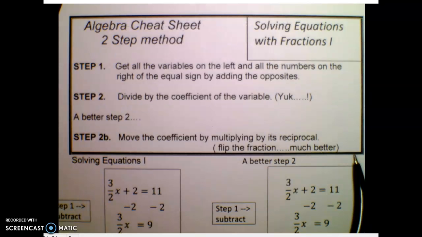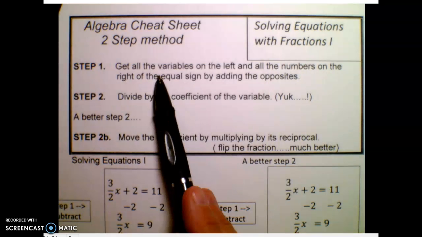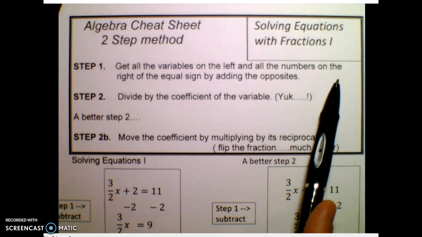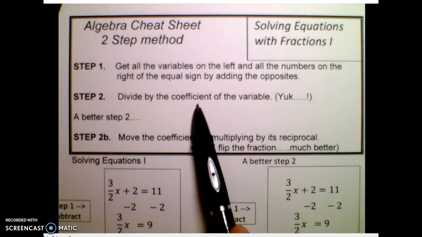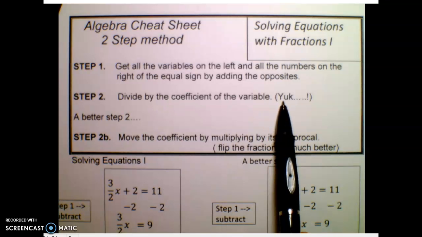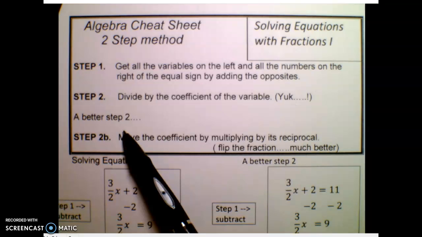Okay, so now we're at the dreaded let's solve equations with fractions. Step 1 is to get all the variables on the left-hand side of the equation and all the numbers on the right-hand side, same as before. We want to divide by the coefficient of the variable. Ooh, yuck, because this time the coefficient is a fraction. And then I have a better way of doing it.